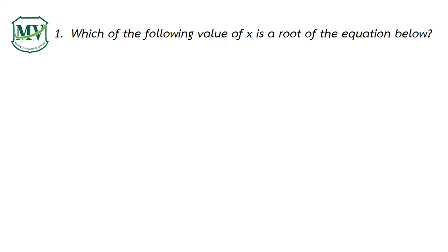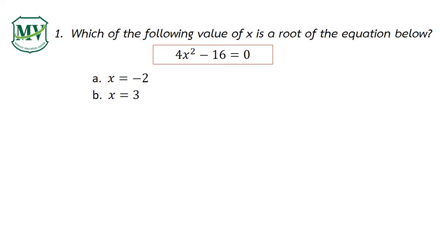So let's answer question number 1. Which of the following value of x is a root of the equation below? So the equation is 4x squared minus 16 is equal to 0. So the choices are A, x is equal to negative 2, B, x is equal to 3, C, x is equal to negative 4, D, x is equal to 5. So the answer is letter A, x is equal to negative 2.